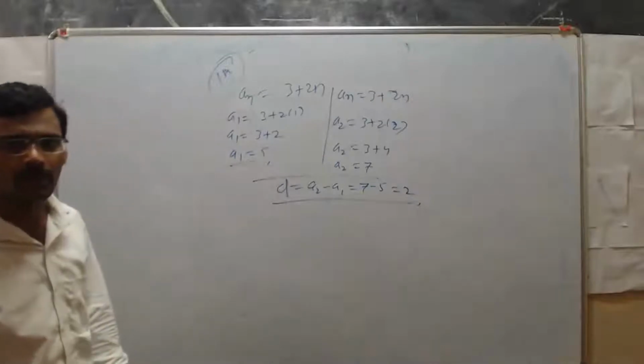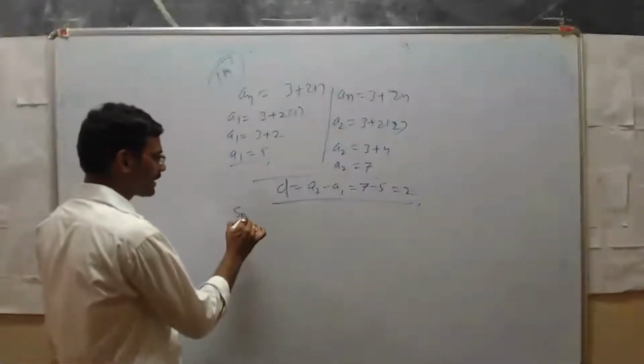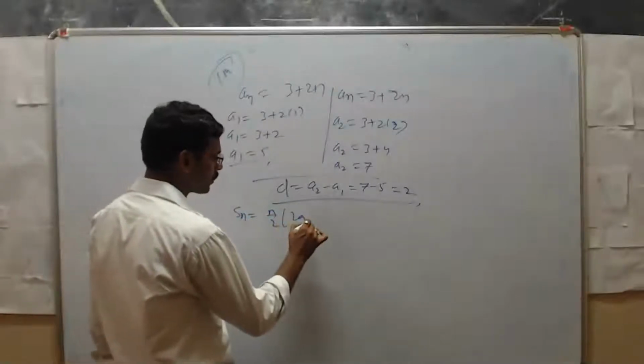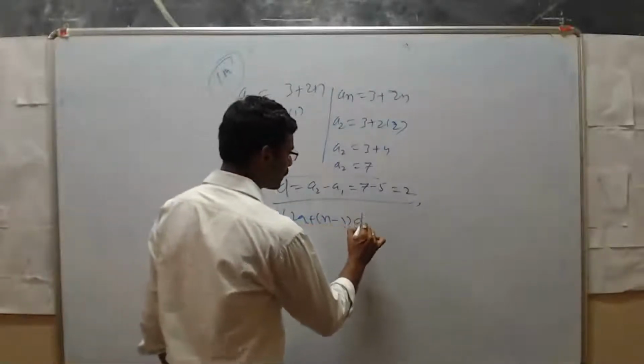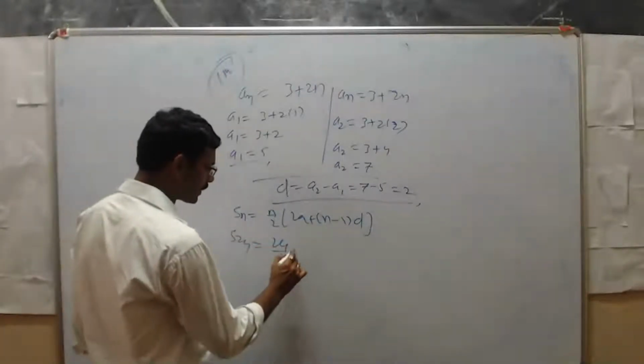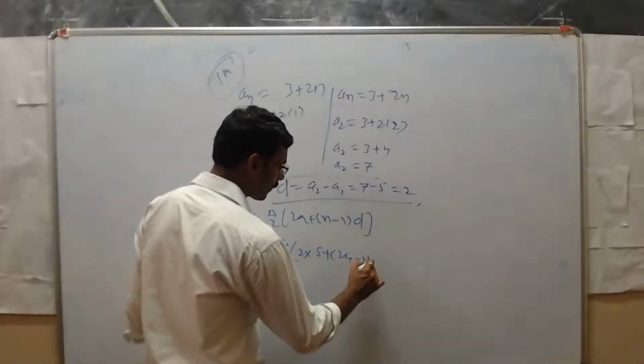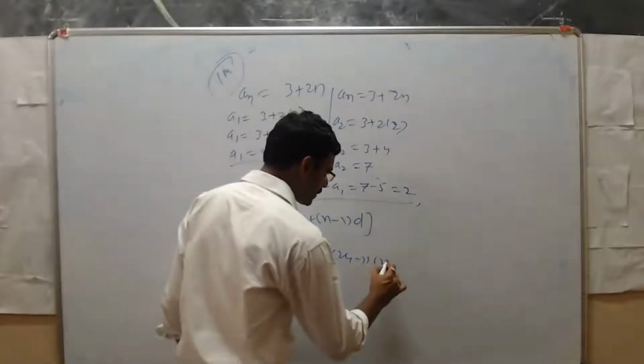Then we have to find the sum of how many terms? 24 terms. The formula is Sn equals n by 2 into 2a plus n minus 1 into d. Here n value is 24, so 24 by 2, 2 into a value 5, plus n minus 1 is 24 minus 1, and d value is 2.